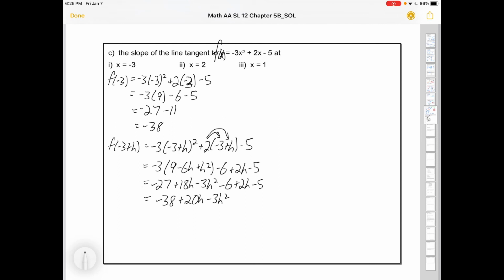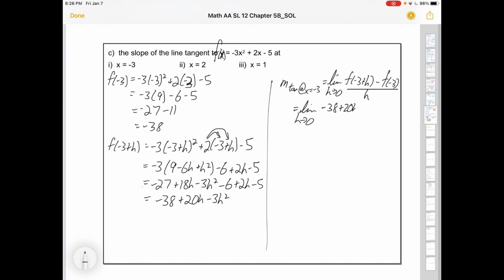And you might be able to tell, if you've got a keen eye, which number is really going to be in charge here for the final slope. Anyways, we're going to do the slope of the tangent now at x equals negative 3. That would be the limit as h goes to 0 of f of negative 3 plus h minus f of negative 3 all over h. Let's keep going. Limit as h goes to 0 of negative 38 plus 20h minus 3h squared minus negative 38, because that's what f of negative 3 was.